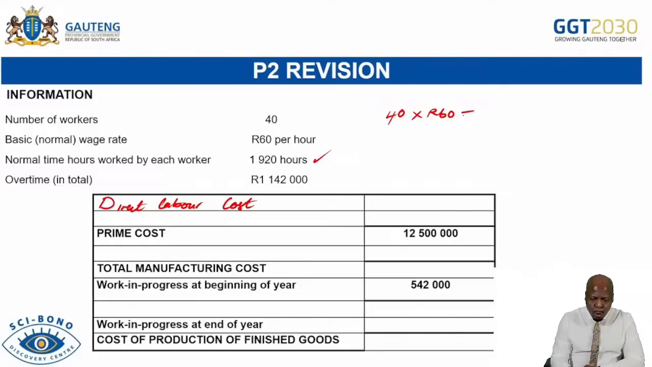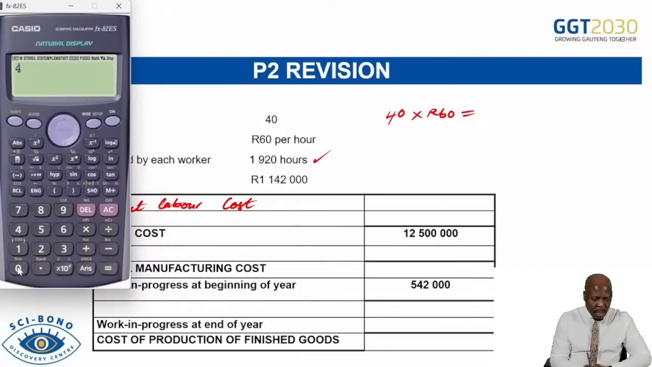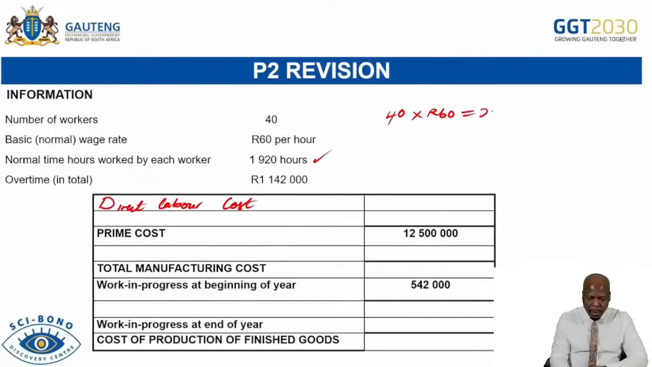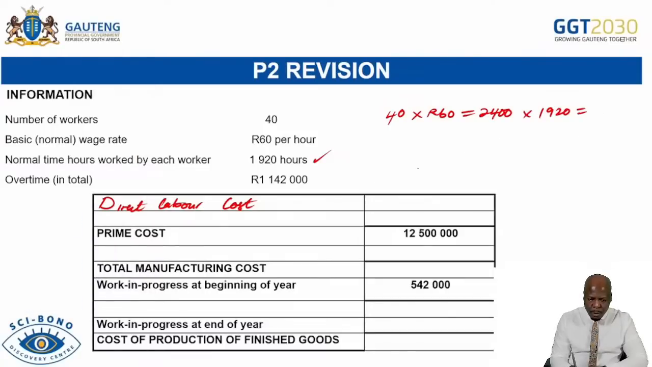All right. Or you can simply say 40 times 60 over there. So you can say 40 times 60. And then you get 2,400. Then that 2,400 you multiply by 1,920. And then that is what would give you, let's see how much that is going to give us. Multiply by 1,920. Like that. That's going to give you 4,608,000. So it gives you 4 million.